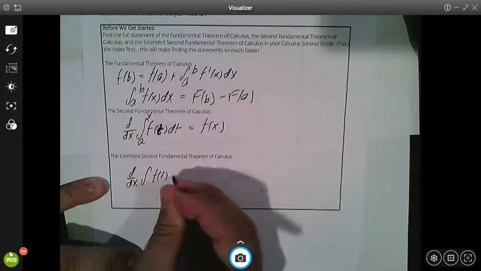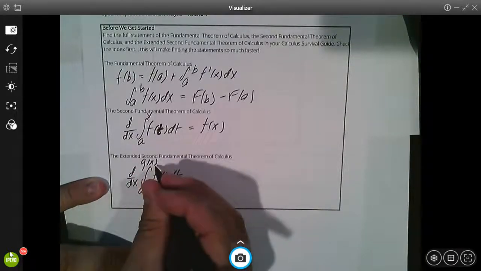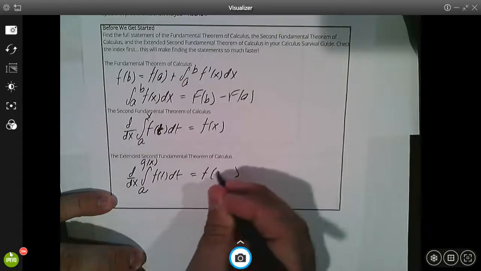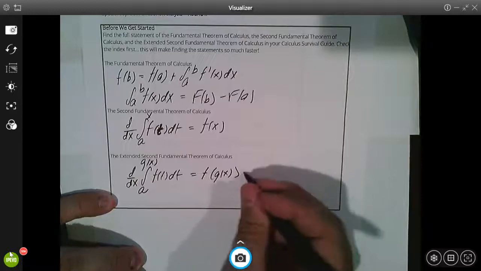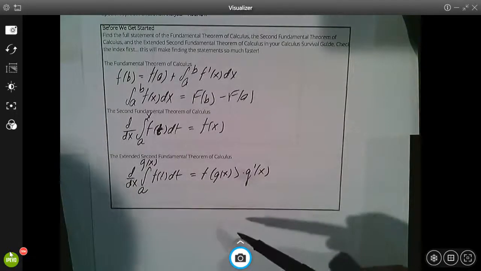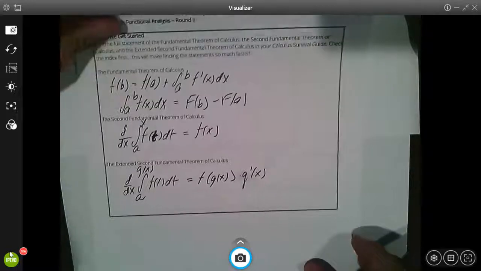All right, there is this extended second fundamental theorem that says if you're taking the derivative of the integral of a function from a constant, and now your upper limit is another function, you get the original function evaluated at the new function times the derivative of the new function. That's the extended second fundamental theorem of calculus. Okay, these are the big three. We're going to use them a lot. Let's get going.